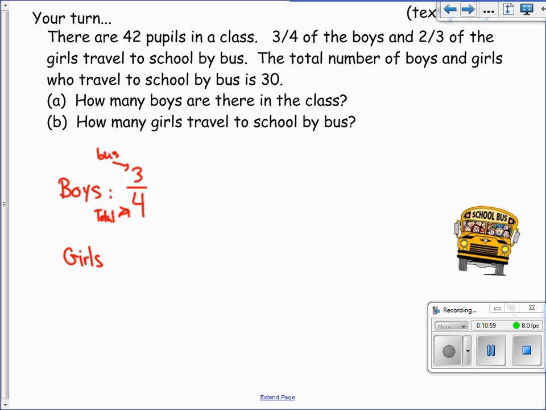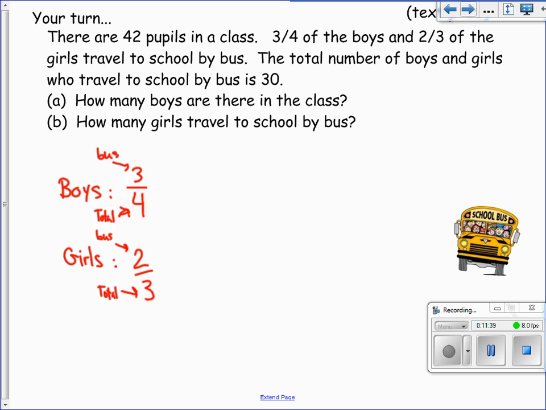All right. Now let's talk about the girls. What do we know about the girls, Melias? 2/3. In that fraction, 2/3, Michael, what is the 2 telling us specifically? How many girls in that grade are on the bus. Those are the bus girls. Anna, what does the 3 tell us? The total number of girls. It's kind of like Will said, it's the ratio of the bus riders to the total. It's the relationship.